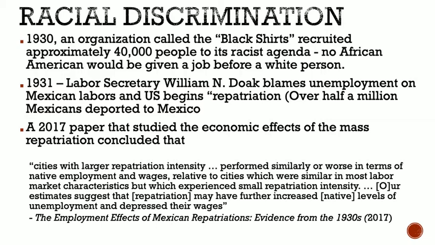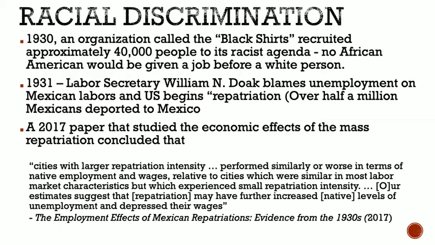In 1931, Labor Secretary William Doak blamed unemployment on Mexican workers, and the United States began the repatriation program. Over 500,000 Mexicans were deported to Mexico. They were rounded up by immigration, and hundreds of thousands of those were American citizens. They were citizens because they were born in the United States, but they went because their parents got kicked out.